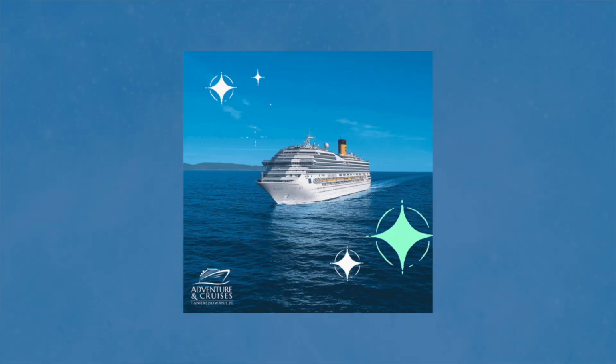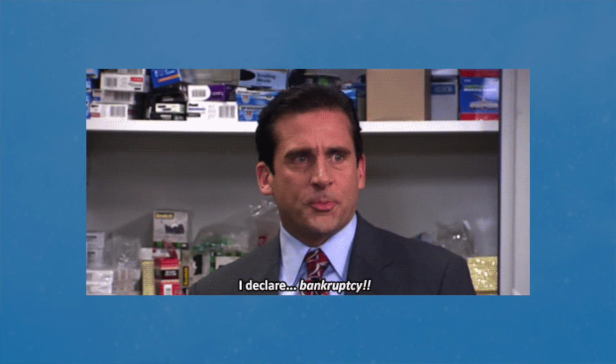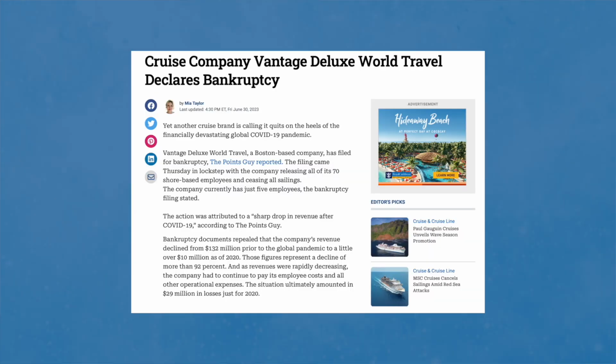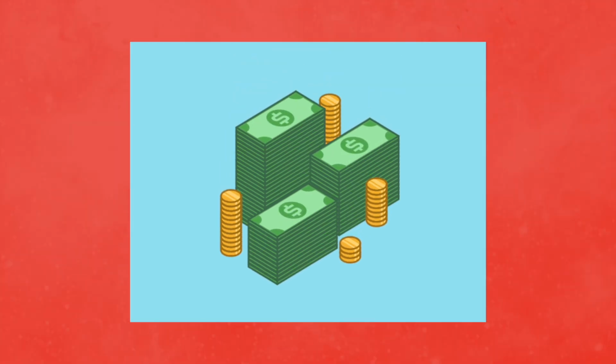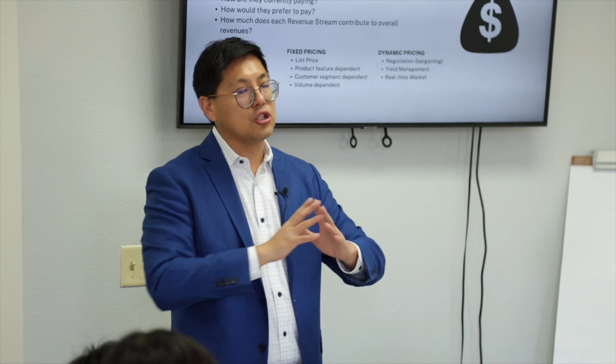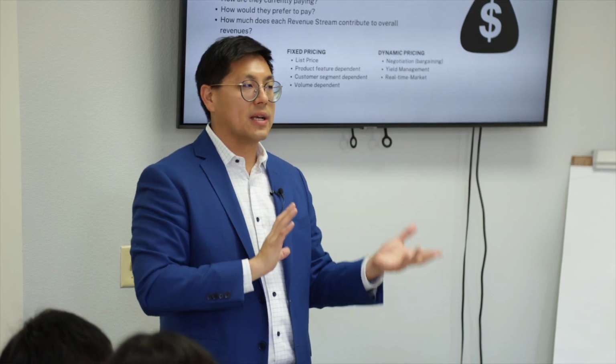Like cruise lines, they pretty much all collapsed during COVID because they had one revenue stream. They only make money working on cruises and COVID shut that down. Do you want to be safe? Do you want to have multiple revenue streams? But if you have too many revenue streams and too many customer segments, you become like Kmart.